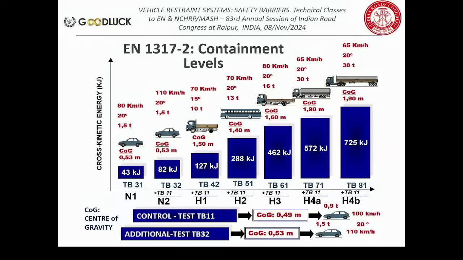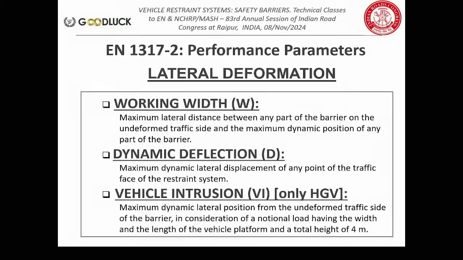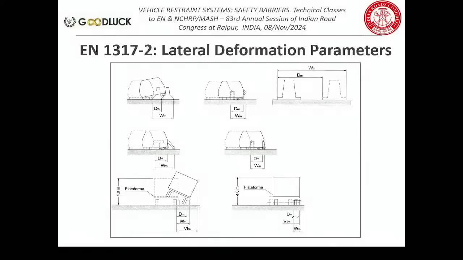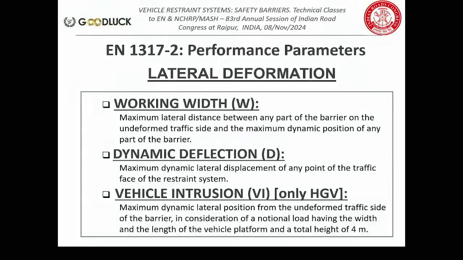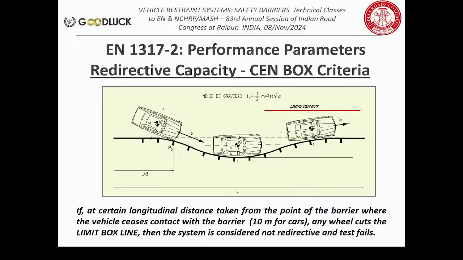This presentation will be available online, so if you want to have a look at the different containment levels, you can do so. These are the different parameters which define the two different safety barriers. So while choosing what kind of safety barrier to install on your highway or road, the two main criteria will be the working width and the containment level, and also the redirective capacity.